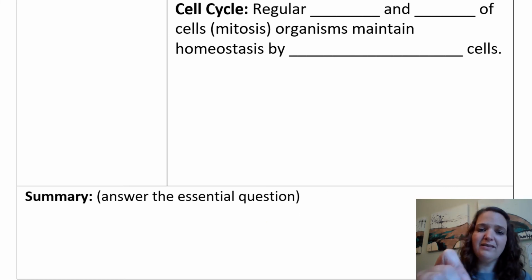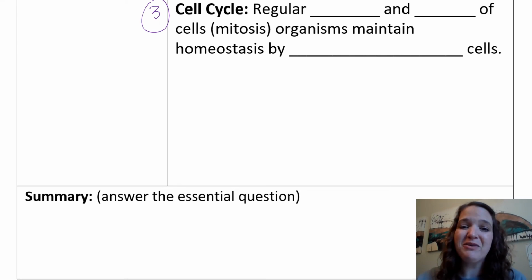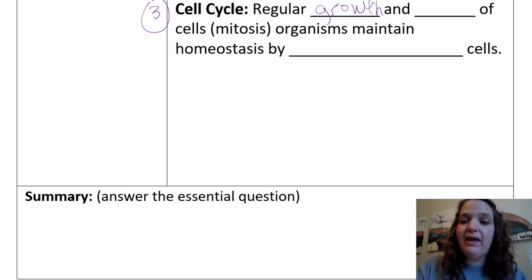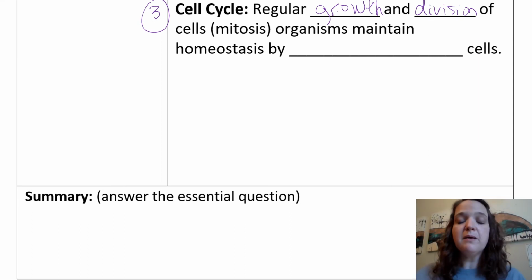Alrighty, our last thing that we're going to talk about in terms of a cell maintaining homeostasis is the cell cycle. So the cell cycle is the regular growth and division of cells, which is mitosis, right? Mitosis, what every cell knows when it comes time to divide. So the cell cycle is just how cells divide. And we learned this back when we talked about the cell theory.